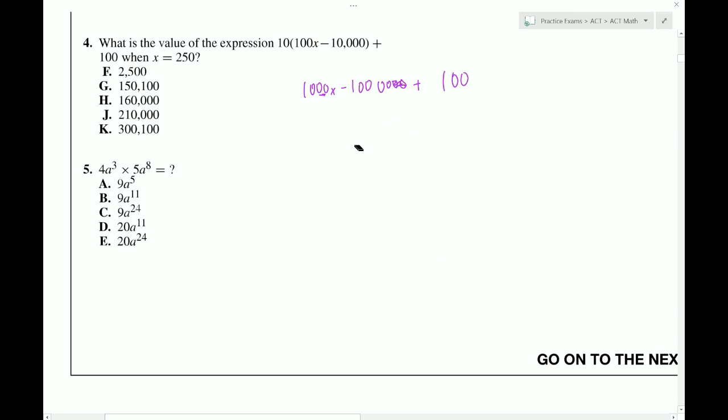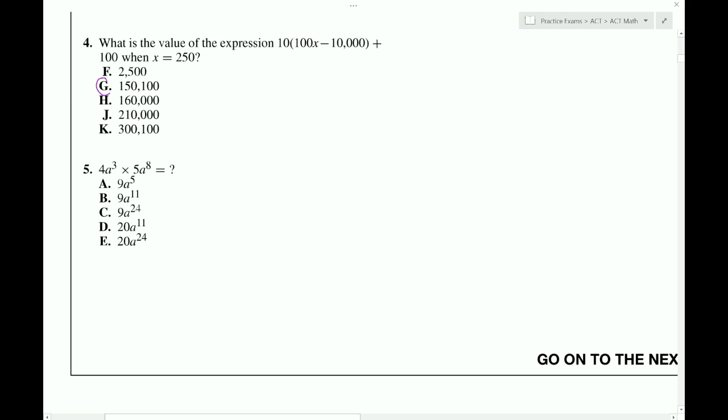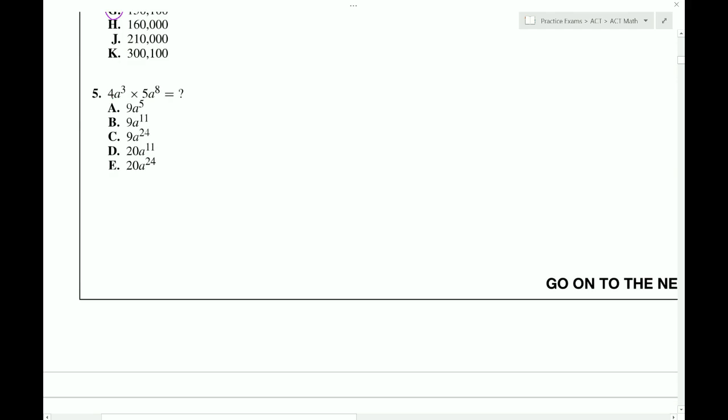Alright, just plug in an x. So starting on the inside here, we'll get 100 times 250. Alright, and then we subtract 10,000. That gives us the parentheses. Now we times that by 10. Oh, I think that's where I went wrong. Okay. 150,000, and then add 100. And 150,100. Alright, so here we do 4 times 5, we get 20. 8 to the 3rd times 8 to the 8 is 8 to the 11th. So that's D.